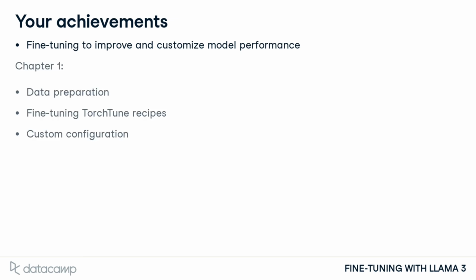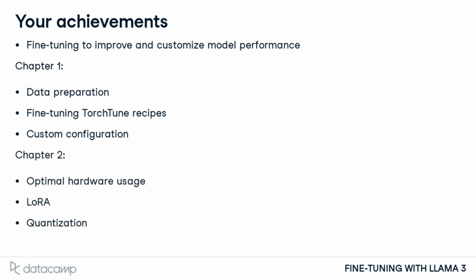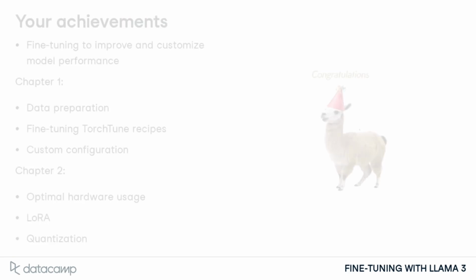In Chapter 1, you explored how to prepare datasets, run fine-tuning recipes, and configure them with custom parameters to fine-tune Llama models with TorchTune. In Chapter 2, you learned how to leverage Hugging Face's SFTTrainer and optimize hardware usage through techniques like LoRA and quantization to run fine-tuning efficiently.